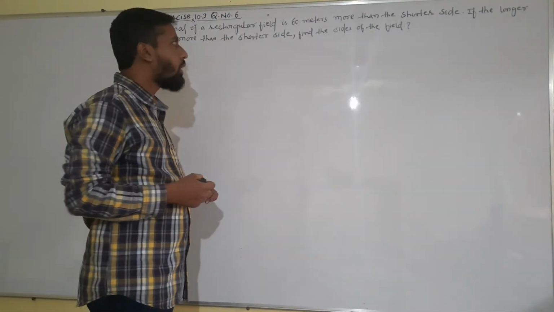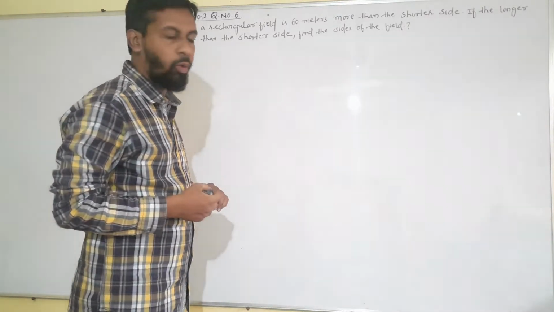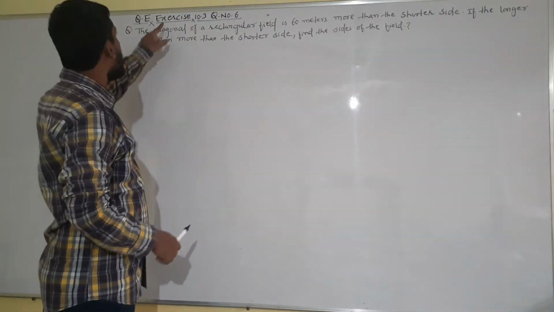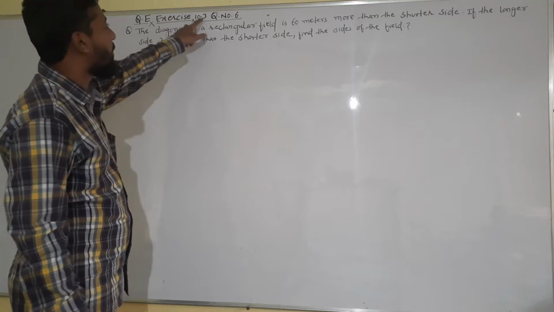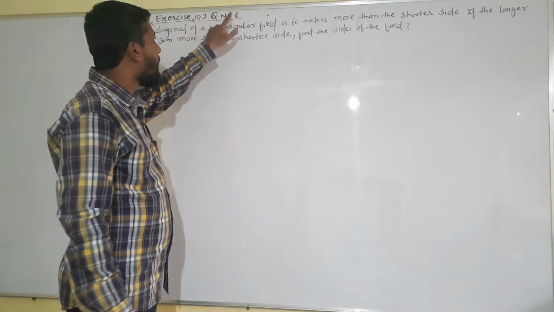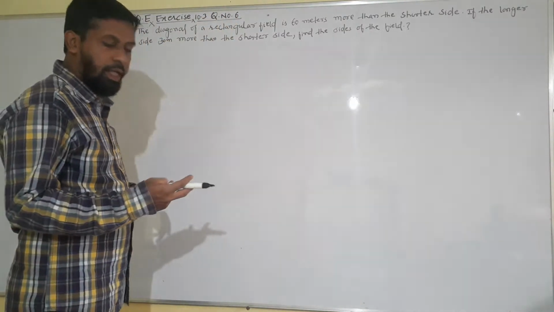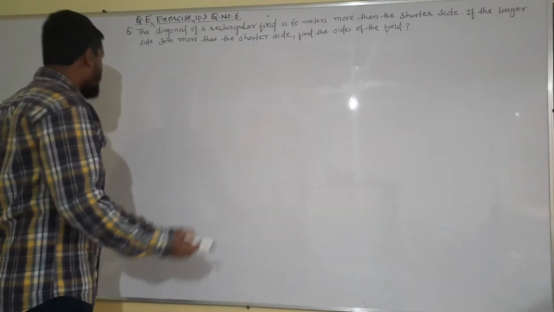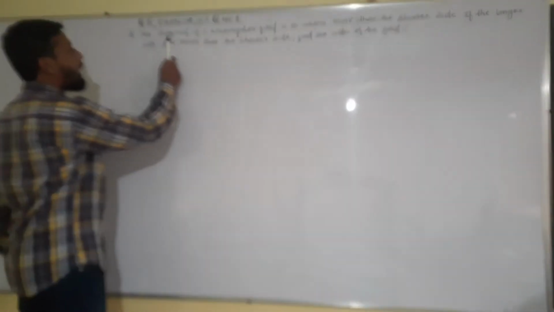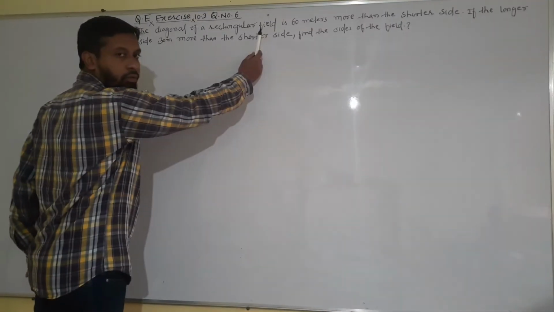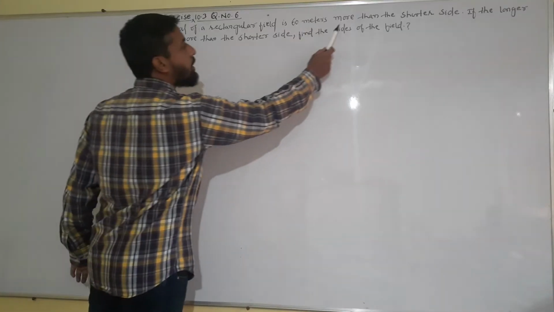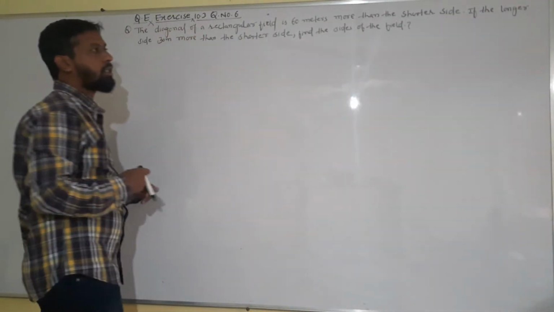Today we will see one question from quadratic equation, that is from exercise 10.3, question number 6. Let's start. Question is, the diagonal of a rectangular field is 60 meter more than the shorter side.